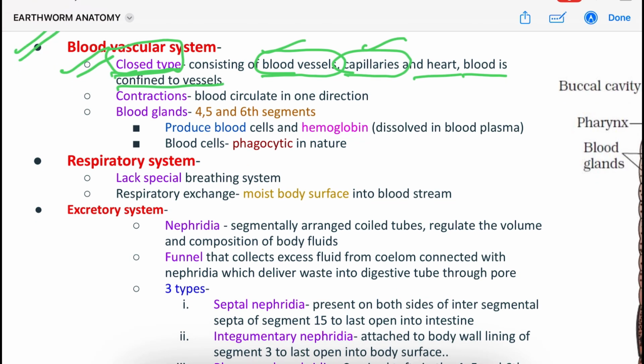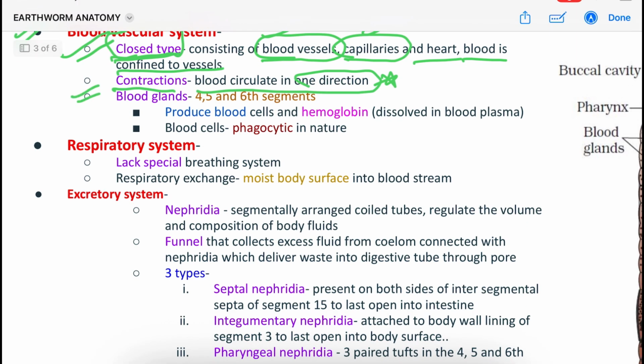And since blood is present in vessels, there are contractions due to the pressure of blood over the vessel. Due to this contraction, blood circulates in one direction.